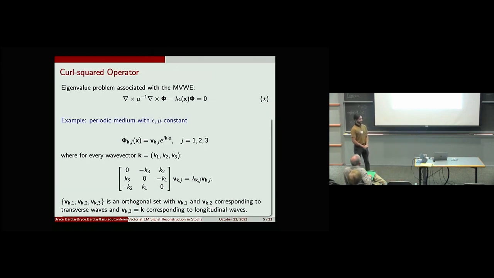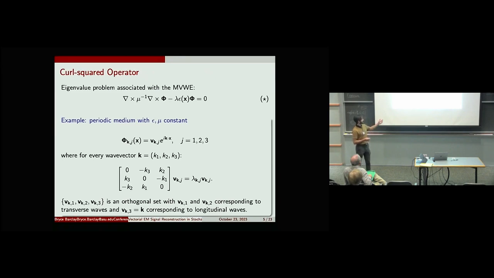So just to give a general overview of the problem, I'm going to talk first about the deterministic aspects, and then I'll talk about the stochastic aspects that I'm interested in. The deterministic aspects are related to this curl squared operator. So instead of looking at the Laplace operator, like in the wave equation, we have this curl mu to the minus 1 curl. And this will be the operator whose eigenvalues you want when you solve for the electric field.